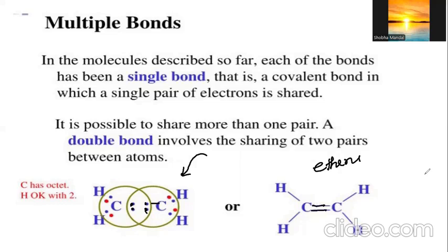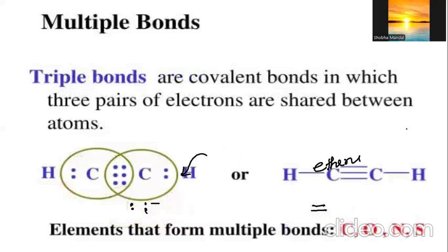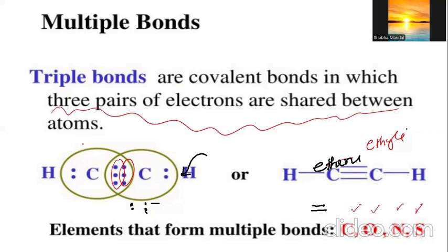Not just this, atoms can also share more than 2 electrons each. Here we can see the example of the ethyne molecule. Here the carbons share 3 electrons each with each other, so a triple bond is formed. Elements that form triple bonds are small atoms like carbon, oxygen, nitrogen and sulfur. Triple bonds are also covalent bonds in which 3 pairs of electrons are shared between the atoms.